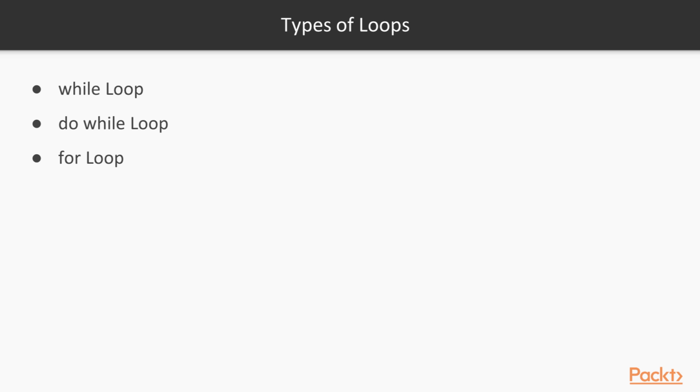There are three main types of loops. There's a while loop, a do-while loop, and a for loop. We'll be going over these in the next sections in more detail.